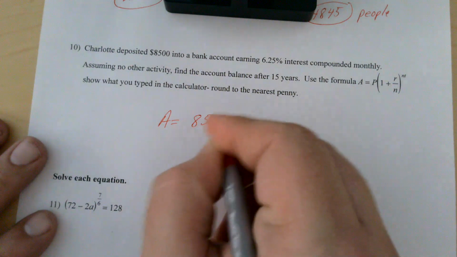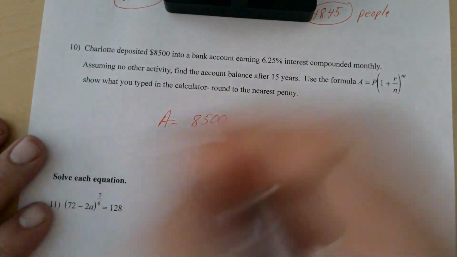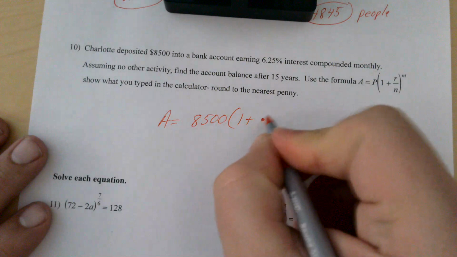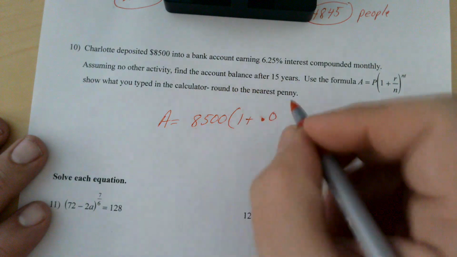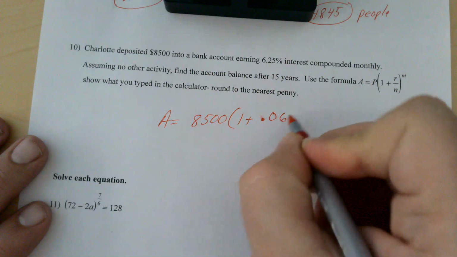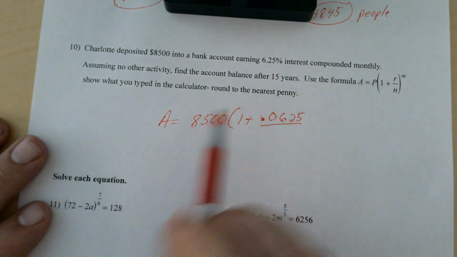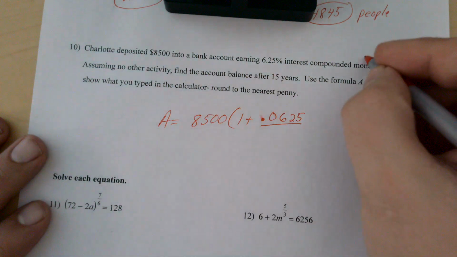Whatever amount of money we start with goes first. So we're taking $8,500 to the bank. We have 1 plus our interest rate as a decimal. So move this decimal point 2 places to the left, 0.0625, divide by n. And in this case, we read it is compounded monthly.